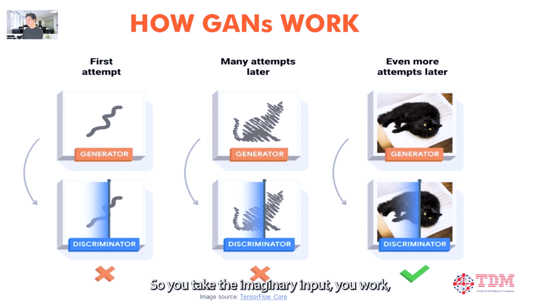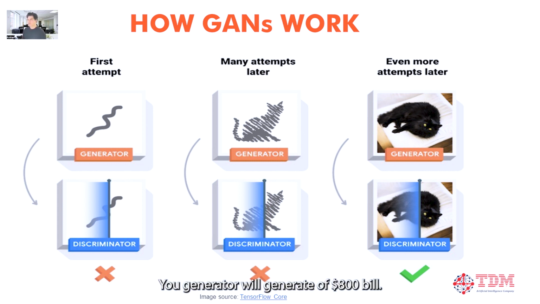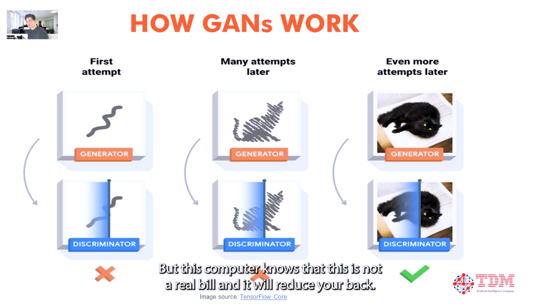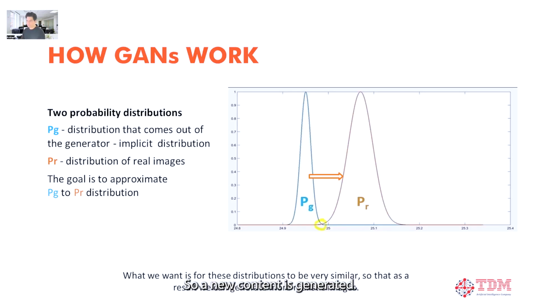So you take an imaginary input and put it to the generator. For example, you want to generate a fake $100 bill. The generator will generate a fake $100 bill, but the discriminator knows that this is not a real bill, and it will give back the loss function. The generator will keep challenging it, and at the end, the generator ends up winning or reaching equal. So new content is generated.